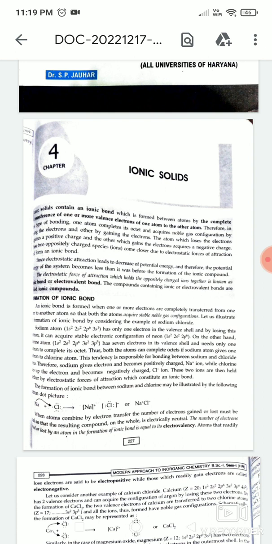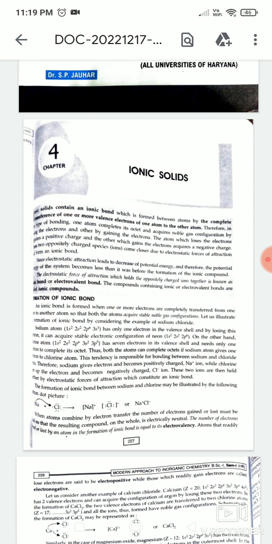On the other hand, chlorine atom, 1s2, 2s2, 2p6, 3s2 and 3p5, has 7 electrons in its valence shell and needs only one electron to complete its octet. Thus, both the atoms can complete their octet if sodium atom gives one electron to chlorine atom. This tendency is responsible for bonding between sodium and chlorine atoms. Therefore, sodium gives an electron and becomes positively charged Na+ ion, while chlorine takes up the electron and becomes negatively charged Cl- ion. These two ions are then held together by electrostatic force of attraction, which constitutes an ionic bond.